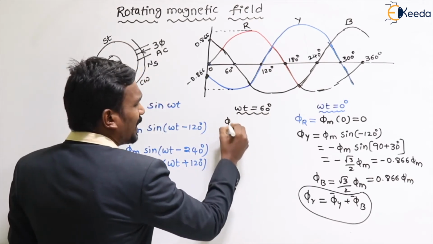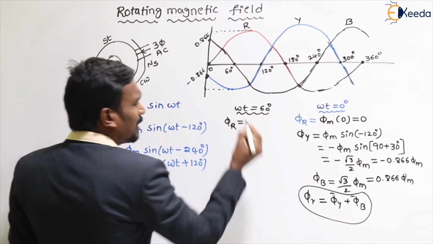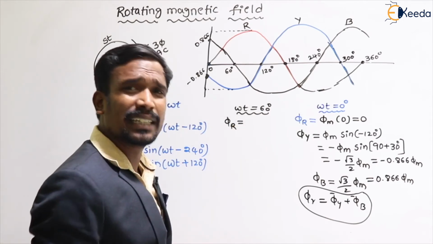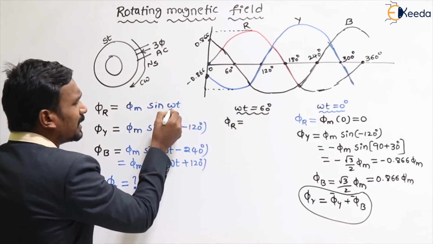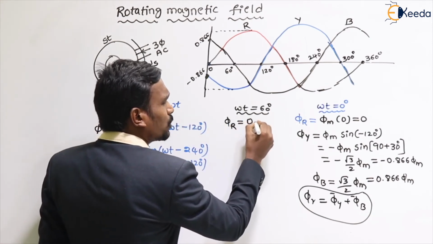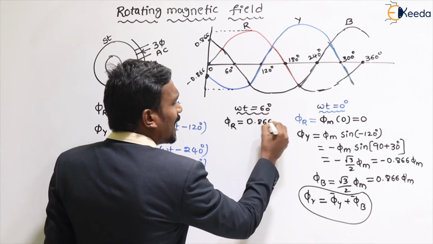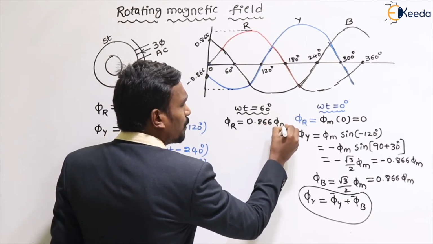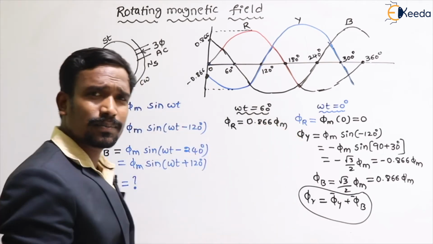Tell me what is phi R? You can easily find it, because at 60 degrees, sine 60 is nothing but root 3 by 2. So 0.866 times the maximum flux is my R phase.